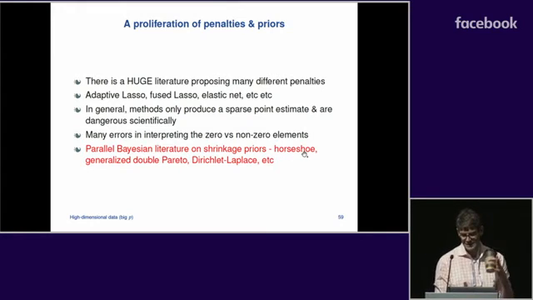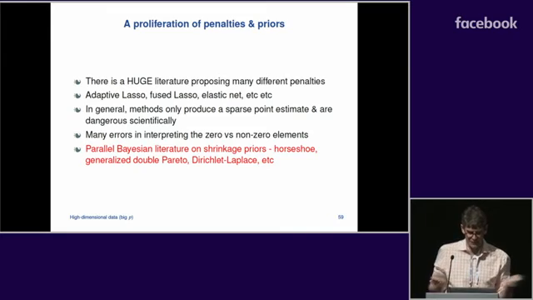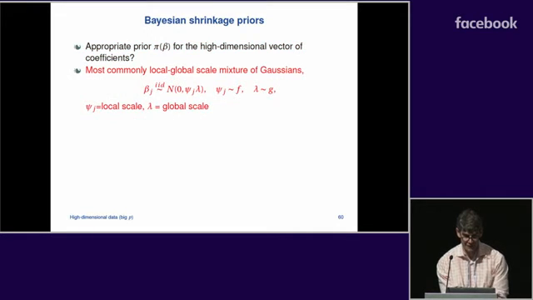And so more the state of the art in Bayes' shrinkage priors for high-dimensional problems, and we can apply them much more broadly than in regression. I would say horseshoe is the most popular, and then also generalized double Pareto and Dirichlet-Laplace. These priors are designed to have more control over the shrinkage at zero versus the tails. So what's an appropriate prior for a high-dimensional vector of coefficients?